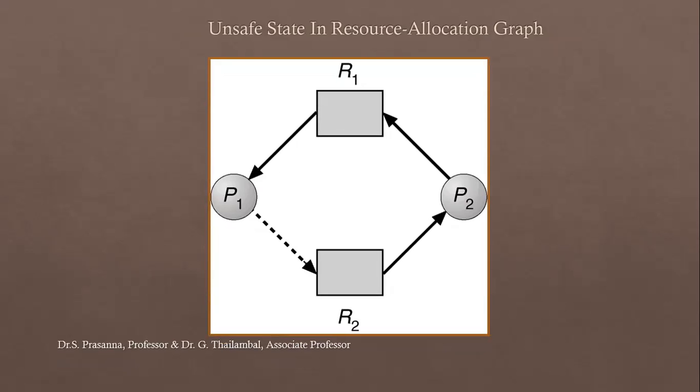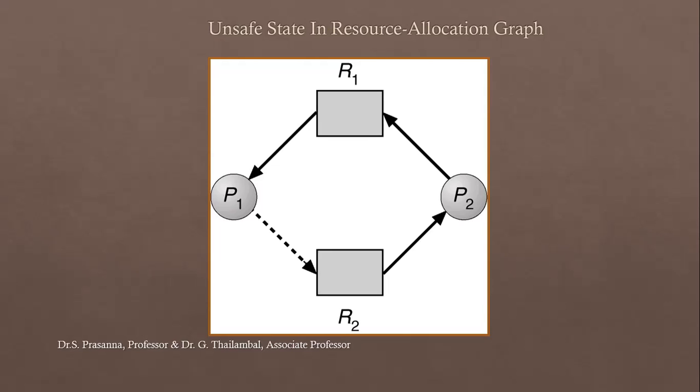So now R2 is held by P2 and P1 is waiting for R2, and in this diagram, P2 is requesting R1 and R1 is held by P1. So only when P1 releases R1, P2 can complete its execution because it already has the R2 resource. But P2 is requesting R1, which is held by P1.